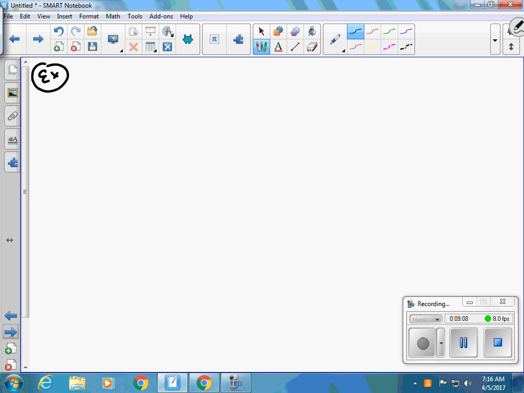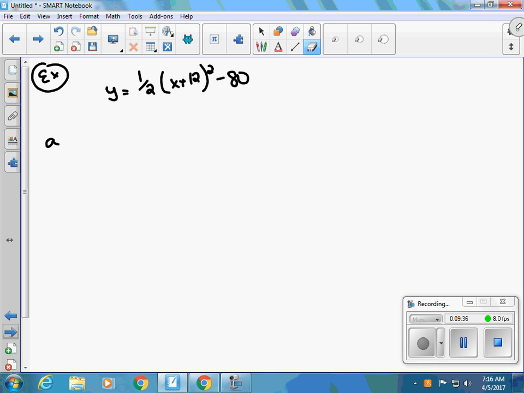So let's say, for instance, that my equation is in the form of y equals 1/2 (x plus 12) squared minus 80. So basically what I want you to do is to fill out that chart. I always just go right down the chart. I list out what a is, what h is, and what k is, just to make it a little bit easier when I'm filling that information out.